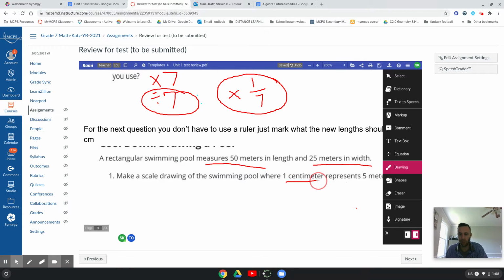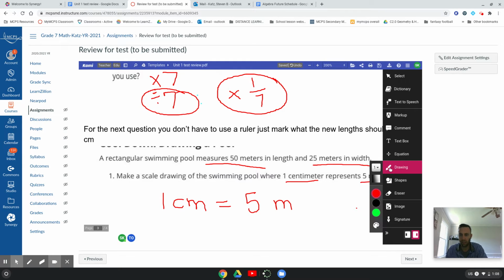So 1 centimeter is really small. This is like the picture, and 5 meters is what it's going to be in real life. Here's what we're going to do. The first thing is to remember we have to make our scale. So we now know 1 centimeter is the same as 5 meters in real life. So we're going to do our little arrows.